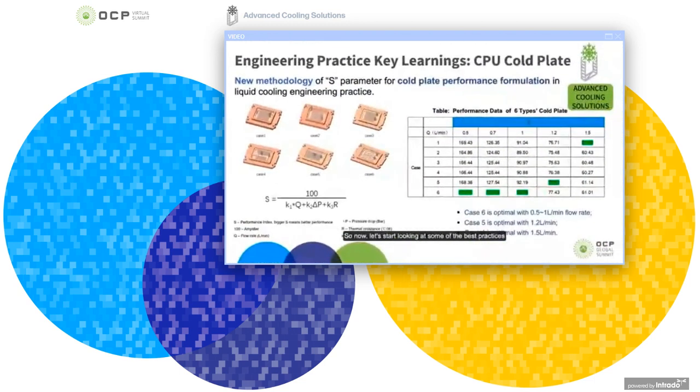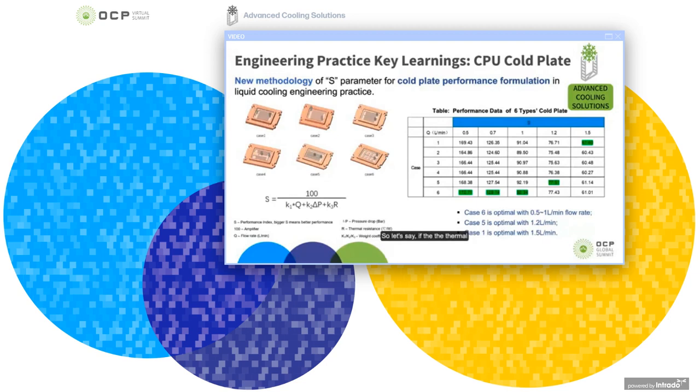So now let's start looking at some of the best practices that were deployed to select the best cold plate. They looked at several cases, and they formulated an equation that they used to find out the optimal design. And this equation has a flow rate, it has the pressure drop across the cold plate, and the thermal resistance. So these are the three parameters that they took into account to determine the optimal design.